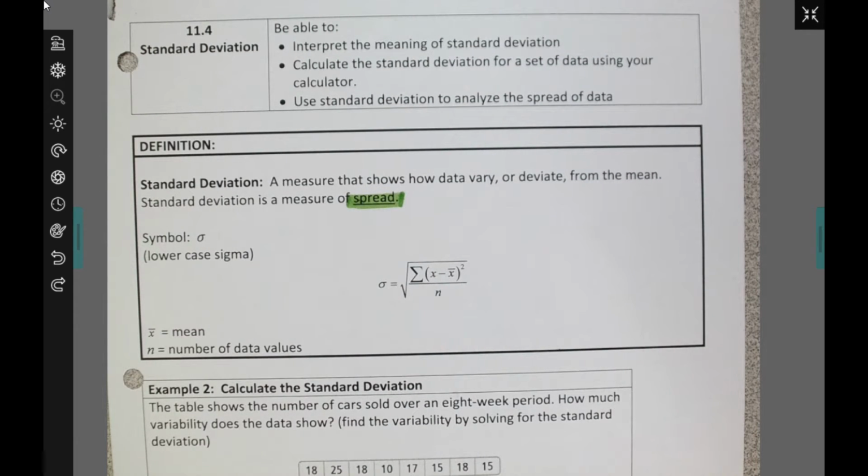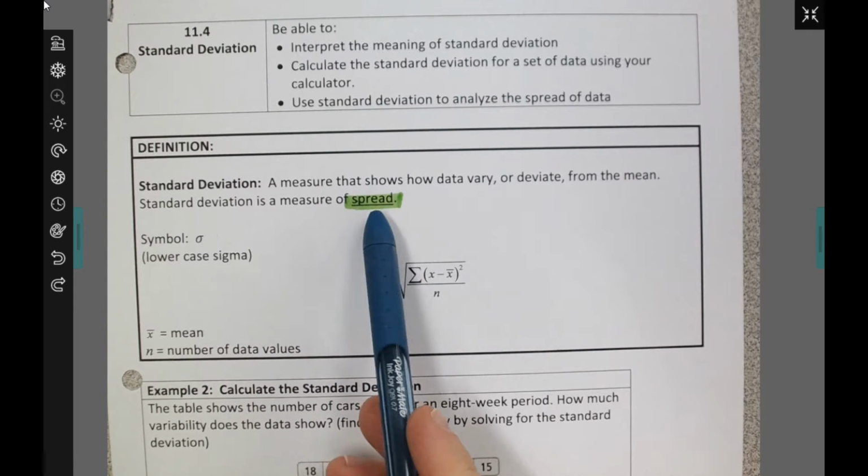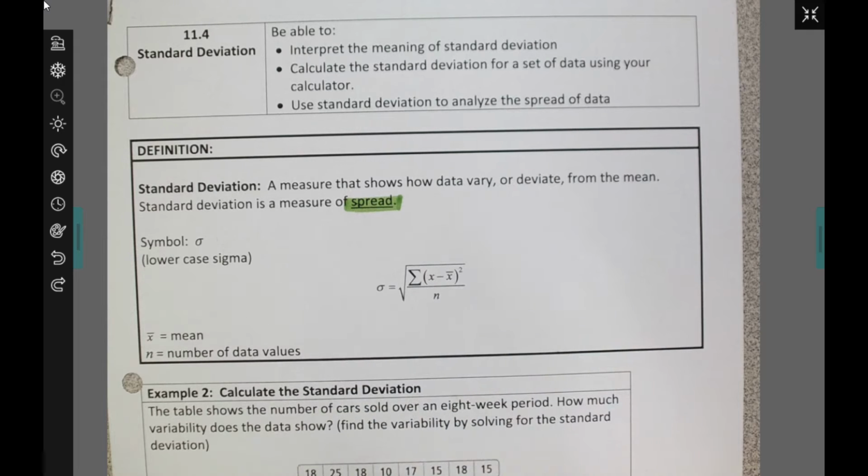So if we have a high standard deviation, it tells us that our data points are spread out a bunch, while if we have an extremely low standard deviation, it pretty much means the data points are right on top of each other. So you can think of dot plots. High standard deviation, you have your dots spread out all the way across the number line. Low standard deviation, they're going to be pretty much centrally grouped.